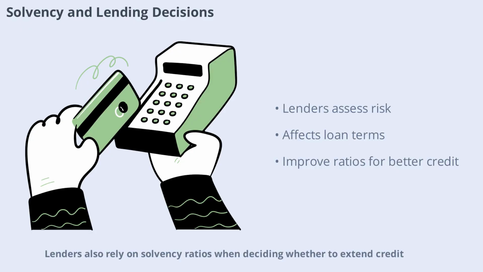Lenders also rely on solvency ratios when deciding whether to extend credit. Companies with strong ratios are more likely to receive favorable loan terms, while those with weak ratios may face higher interest rates or be denied credit altogether. Understanding how lenders use these ratios can help companies improve their financial standing.